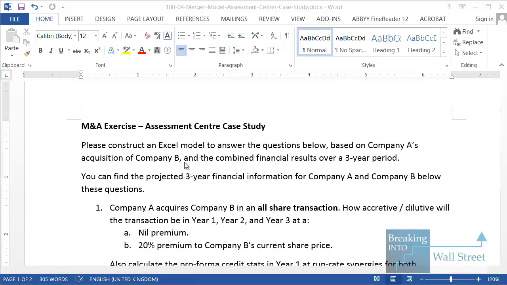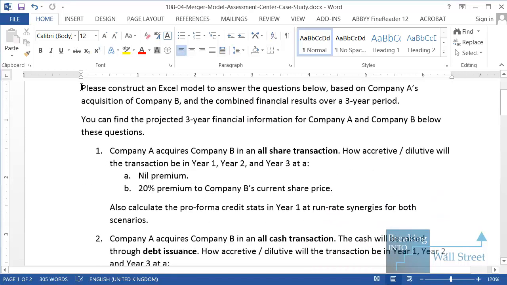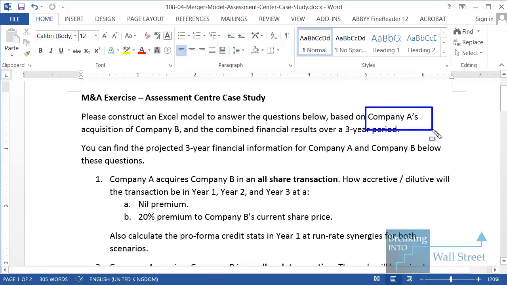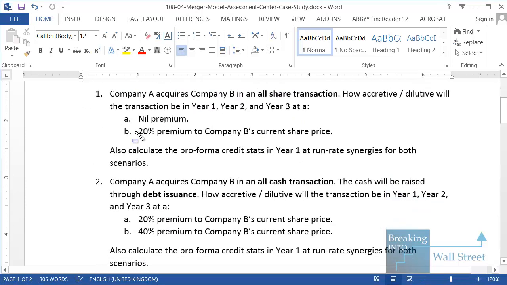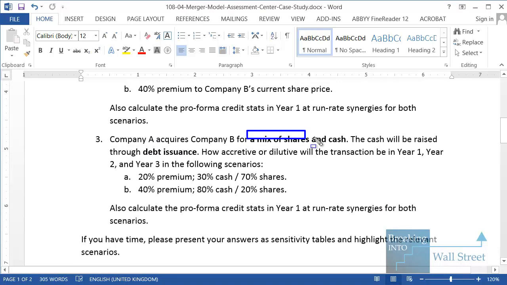What they will typically do is give you a set of financials for company A and for company B. Here they're giving us the projected 3-year financial information. And they give us a couple of scenarios where we have to calculate the accretion dilution. Scenario number 1 is an all-share, all-stock transaction. Scenario number 2 is basically an all-debt transaction. They call it all cash, but we raise the cash through debt, so effectively it's a debt deal. And scenario number 3 is a mix of shares and cash.